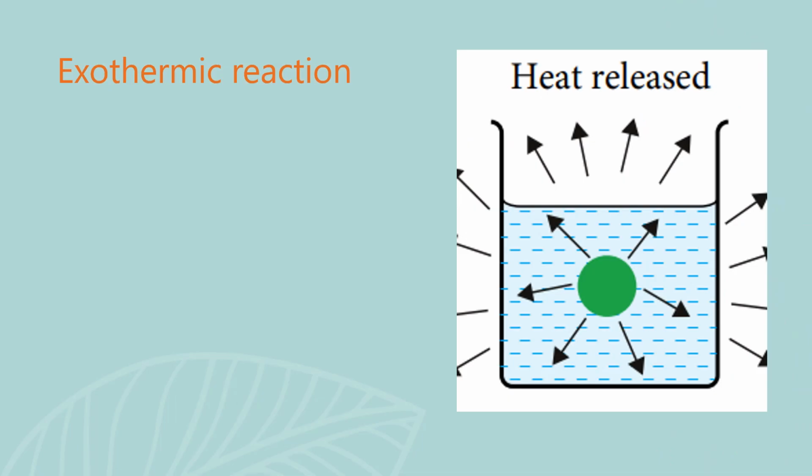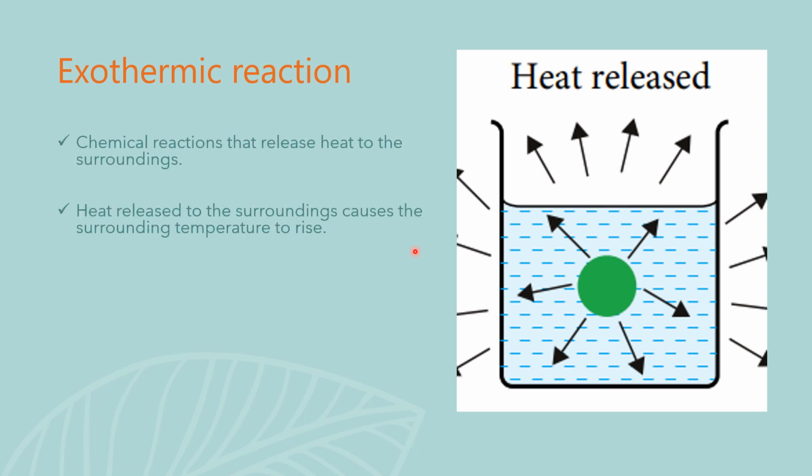Next, exothermic reaction. If you can see on the diagram here, there is heat released to the surrounding. Heat released to the surrounding causes the surrounding temperature to rise. So how do you explain that there is a temperature rise? You can detect it using a thermometer, or you can feel the wall of the container feel warm.